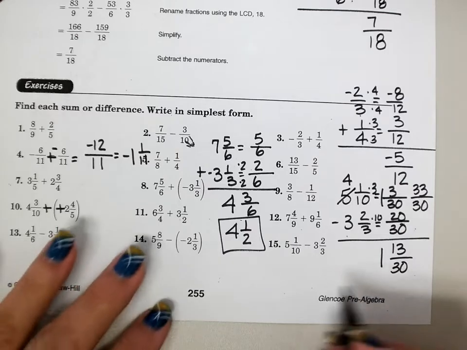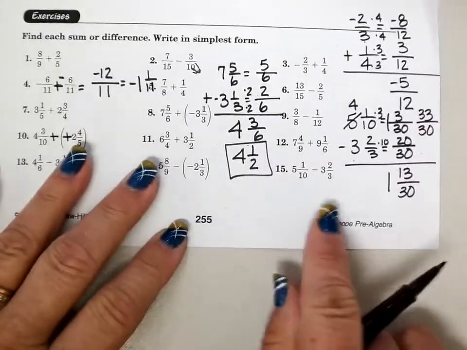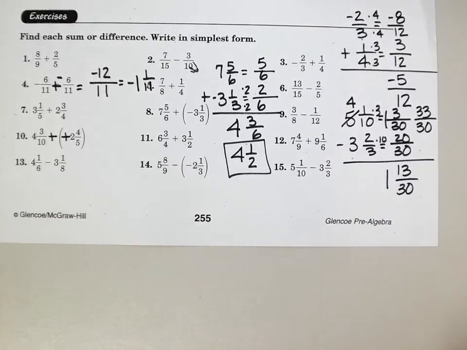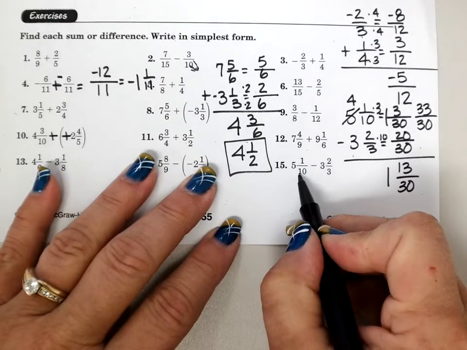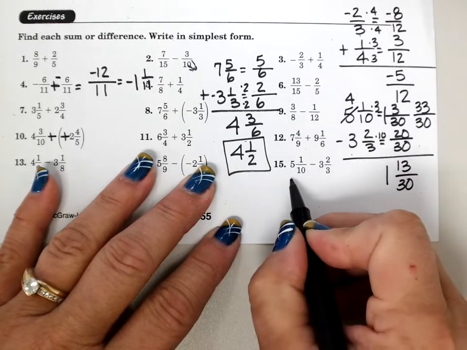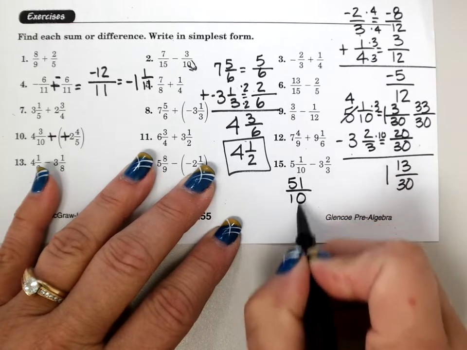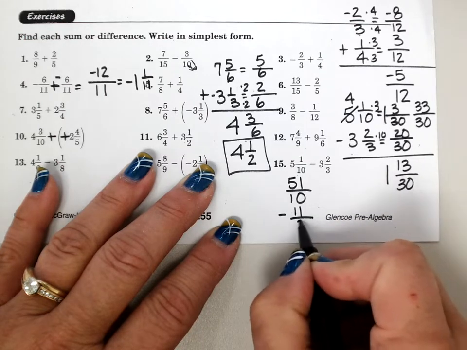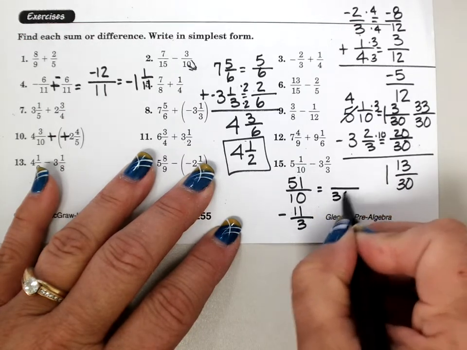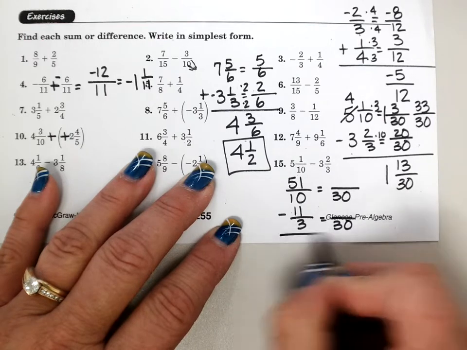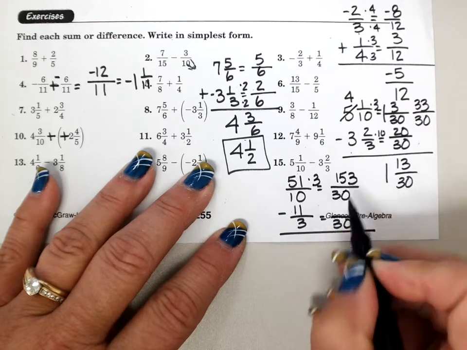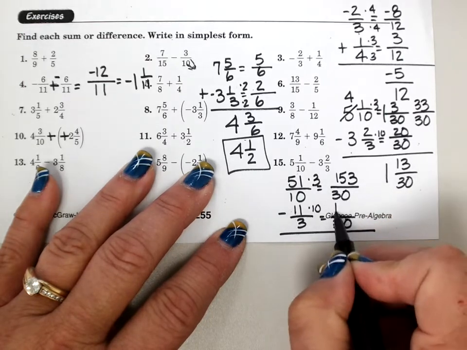Okay. I'm going to show you this one, the same one, using the improper fraction way, if you prefer that, so that you have one example like that. So 5 times 10 is 50, plus 1 is 51 over 10. Minus 3 times 3 is 9, plus 2 is 11 thirds. I'm still going to have 30ths for my common denominator. That's times 3. That'd be 153. This one's times 10. That would be 110.